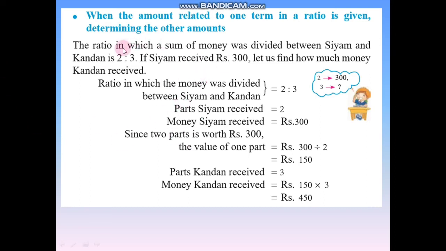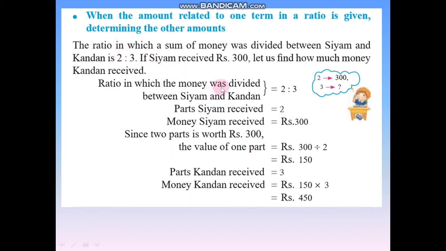Here, the money is divided between Siam and Kandan. So 2 belongs to Siam, 3 belongs to Kandan. The 2 side we should make it 300. To make it 300, by what amount should we multiply? We have to multiply this side by 150. How did I get it? I divided this 300 by 2. That means 150 is the unit value, I mean the value of one part.